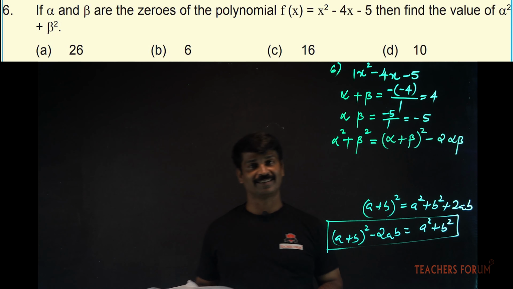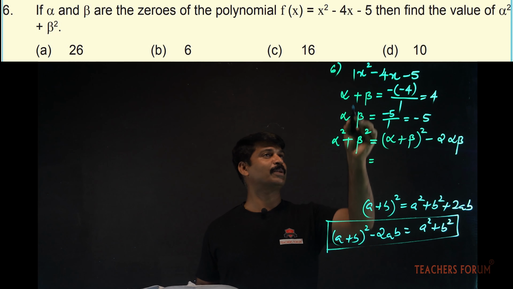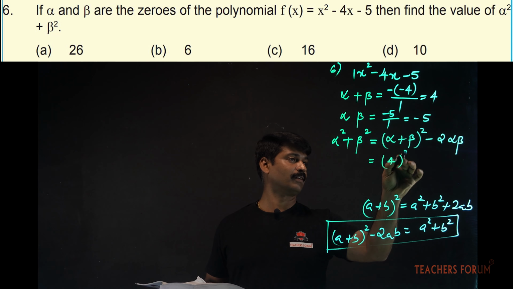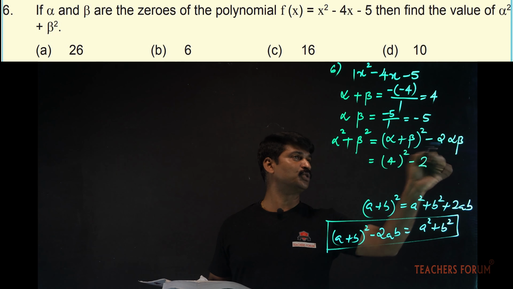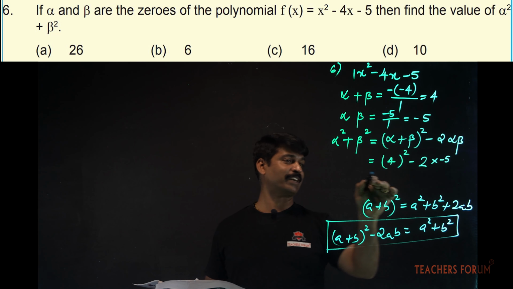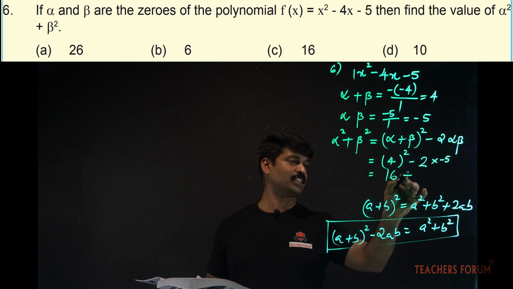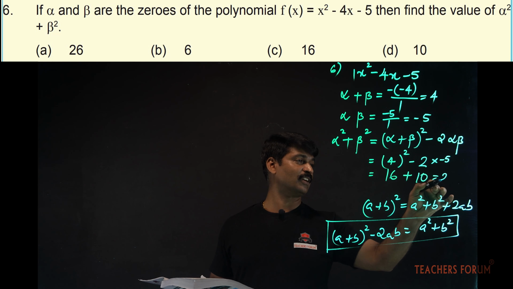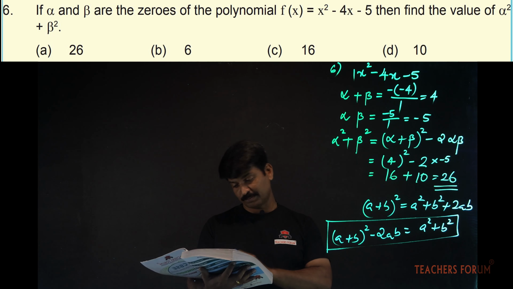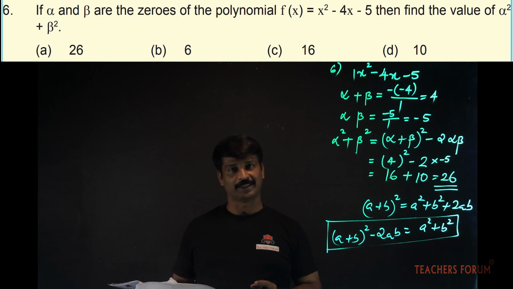Okay. Now you know what is alpha plus beta. Alpha plus beta is equal to 4. So that is 4 square minus 2 into alpha beta. What is alpha into beta? That is minus 5. So what is the answer? 4 4s are 16. Minus into minus, that is plus. That is equal to 26. So the value of alpha square plus beta square is equal to 26. So the option A is the right one.